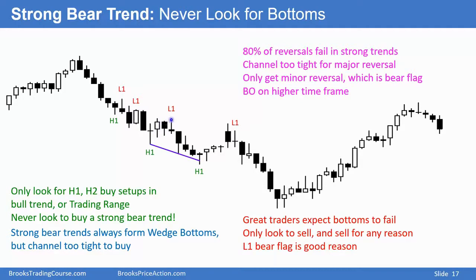Another pullback, you can call it a micro double top, you can call it a low 1, you can call it a low 2, you can call it a triangle, 3 pushes up, 1, 2, 3, doesn't matter. You just know it's a pullback or a pause in a bear trend, and all you can do is sell. Another pullback, you can call it a low 1, you can call it a double top bear flag here, you can call it a low 2, doesn't matter. You got to be looking to sell.